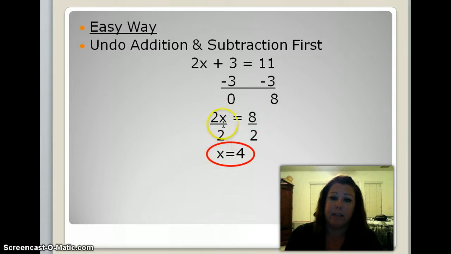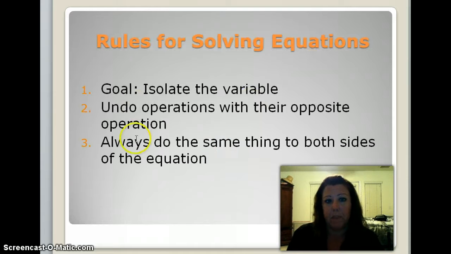You need to get x by itself, so you're going to divide both sides by 2. So you divide 2 here, you divide 2 over here. What you're left with is 4. 8 divided by 2 is 4. X equals 4.